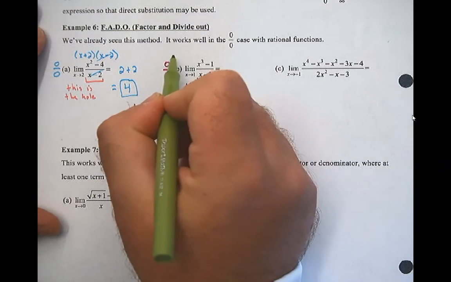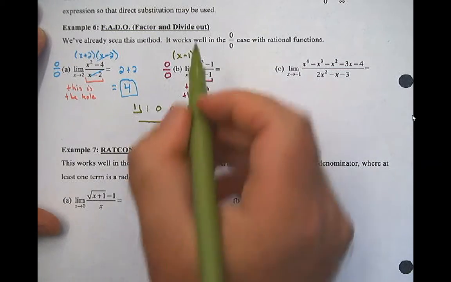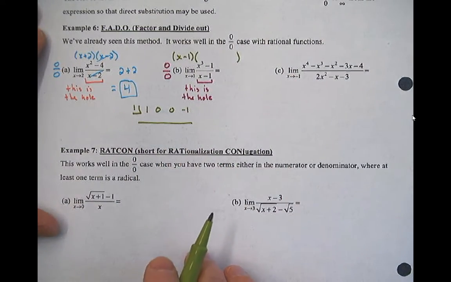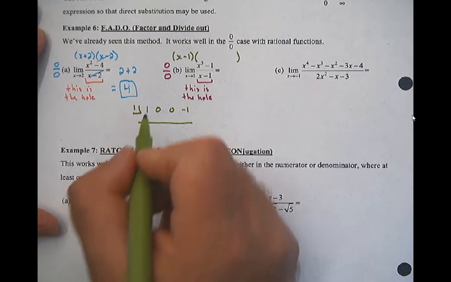So what I'm saying here is I already know x minus 1 has to go into this. What I'm trying to figure out is what's left over when I factor out that x minus 1, and I can do that by synthetically dividing.